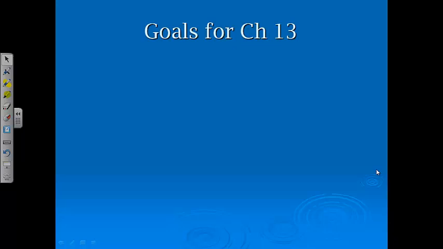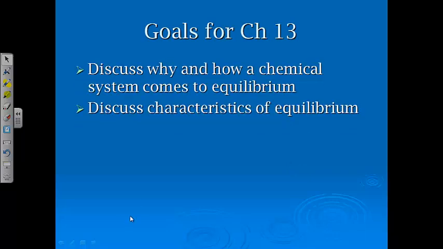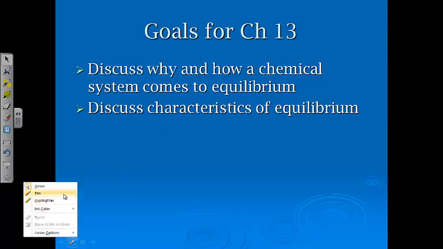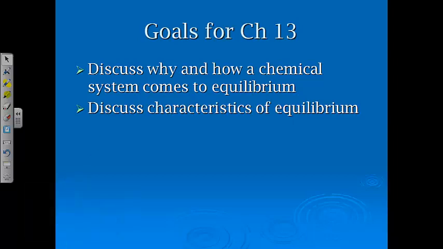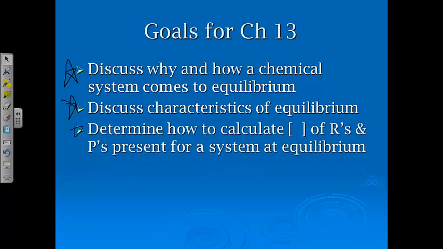All right, today we're going to get into Chapter 13 on equilibrium, and there are some major goals that we want to keep in play. Number one, discuss how and why a system comes to equilibrium. Also discuss the characteristics of equilibrium, what it means. And then finally, determine how to calculate the concentrations of both reactants and products for a system that has come to rest at equilibrium.